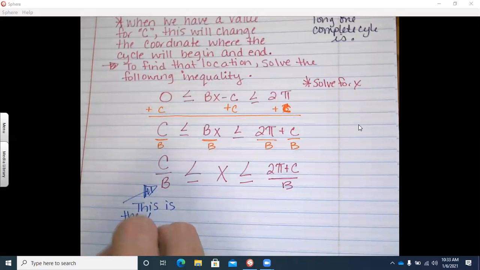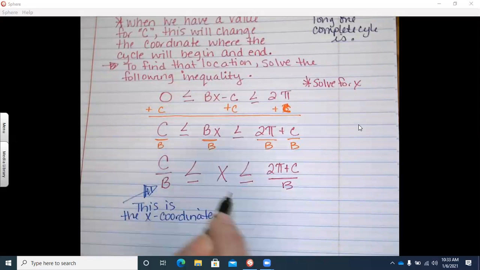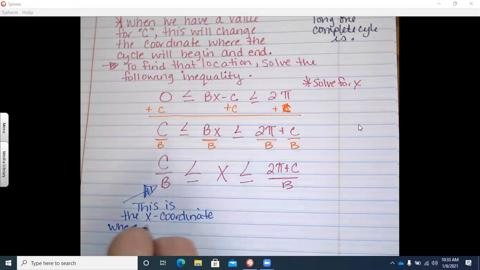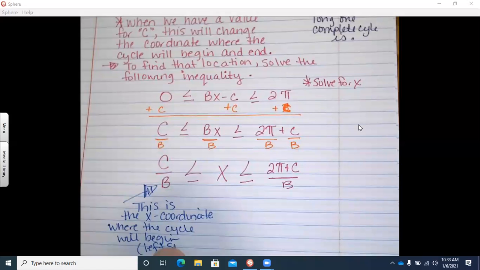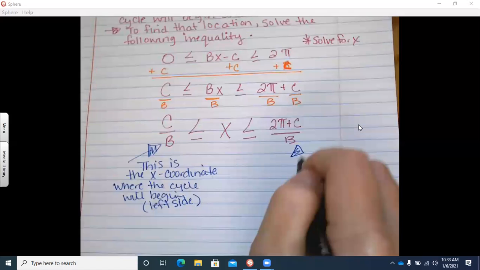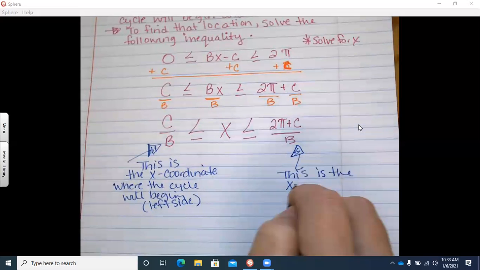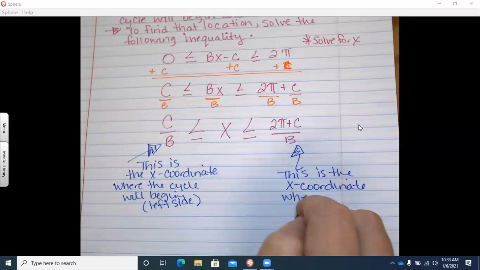Where the cycle will begin. I'm going to put left side in parentheses. And then this is the x coordinate where the cycle will end. I'm going to put right side in the parentheses.